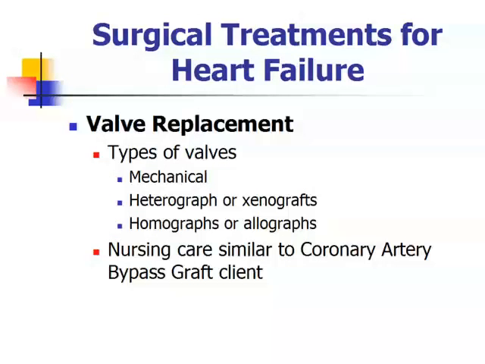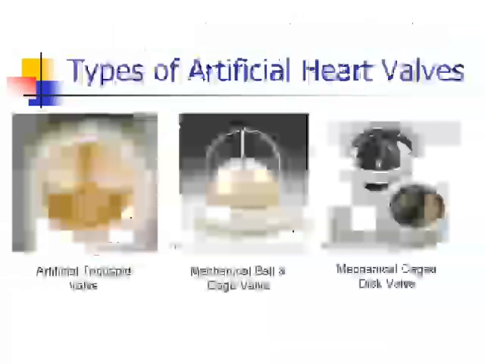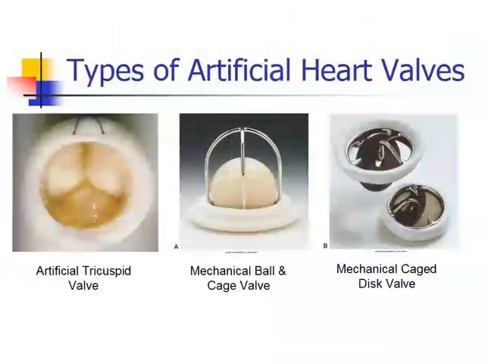Patients may also, in heart failure, need valve replacement. So there's many different types of valves. There's mechanical, heterograft, and homograft valves. And nursing care for patients that have had a valve replaced is very similar to a patient that's had coronary artery bypass grafting done. And we've talked about this in the past, so you can refer to your book for further information in this area. This slide just shows some different types of artificial heart valves that are used on patients.